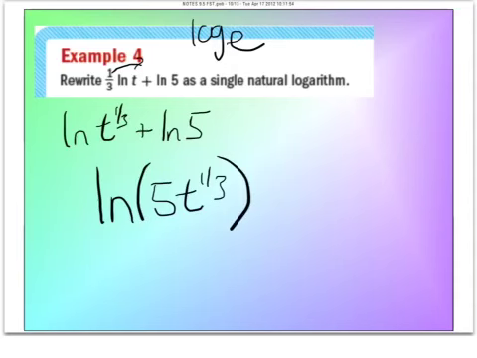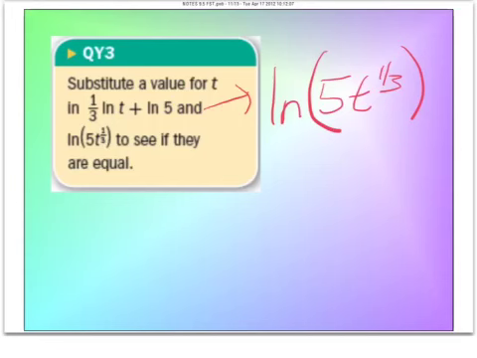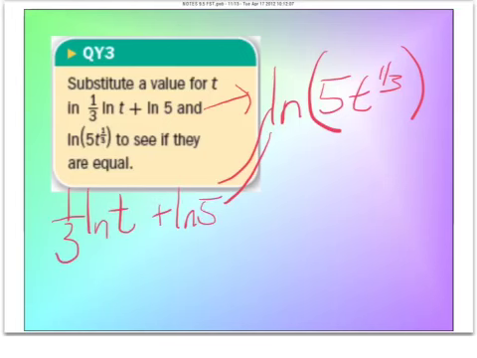Be careful, that 1/3 is not related to the 5 at all. It is only a cube root of the number, or the letter t in this case. Now this slide, we had already found that when we condensed this down, we got the natural log of 5 t to the 1/3. And what they're challenging you to do is just pick a number for t and see if this side actually does equal 1/3 the natural log of t plus the natural log of 5.